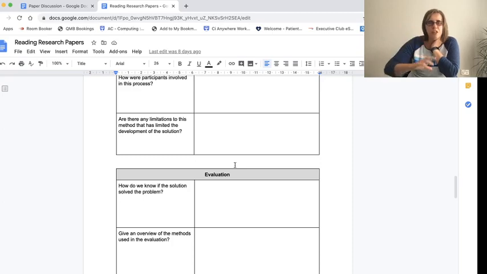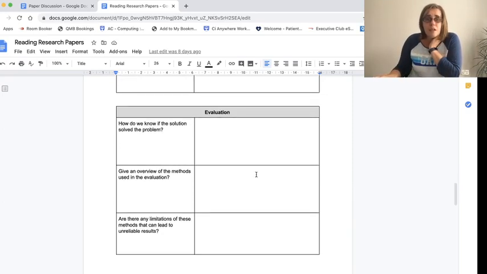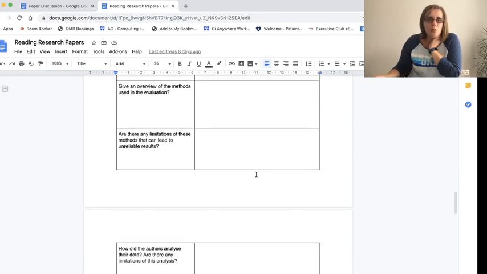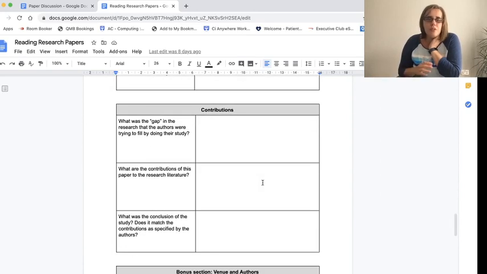This will be fairly flexible in terms of the paper we've got, because I don't think they've developed a technology solution. So that will be fairly dynamic. How did they evaluate? What sort of study did they do? And the crucial part is, what did they contribute? How has this added to the literature?